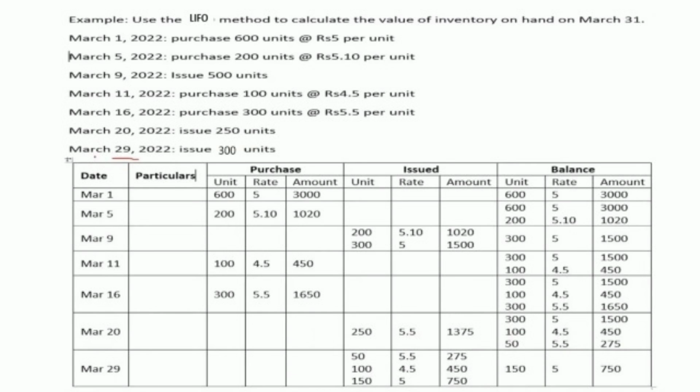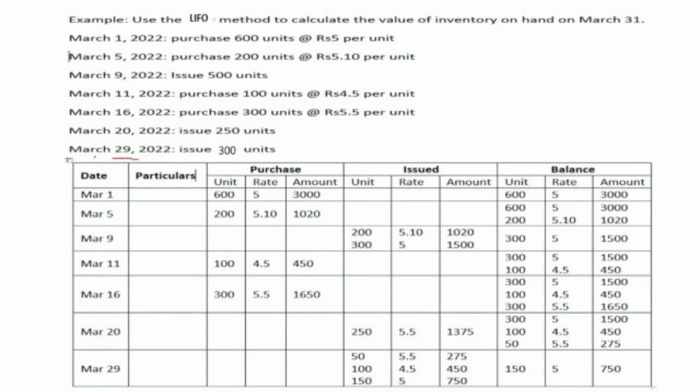The first quantity of units will come as is, and below we will add the inventory that has been purchased, that is at the rate of rupees 5.10 for the purchase of 200 units, and their total amount becomes rupees 1020. Now we come to the next entry.